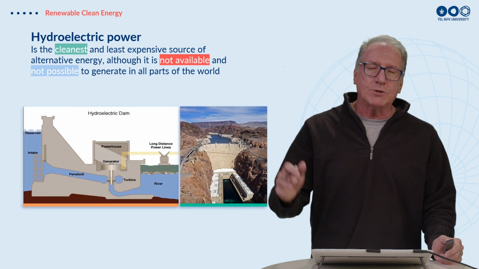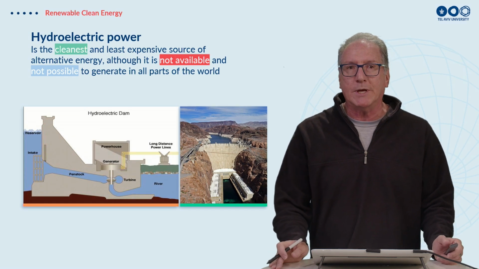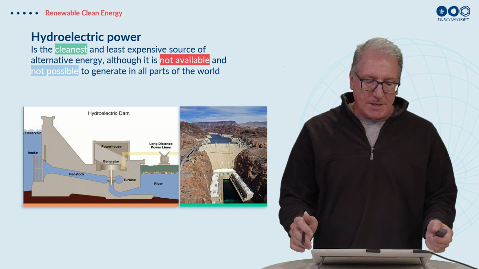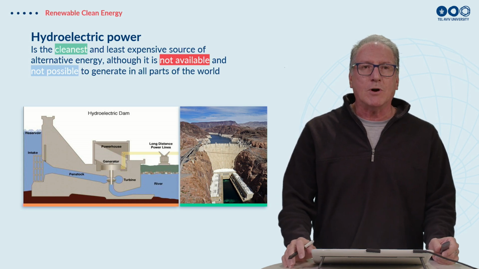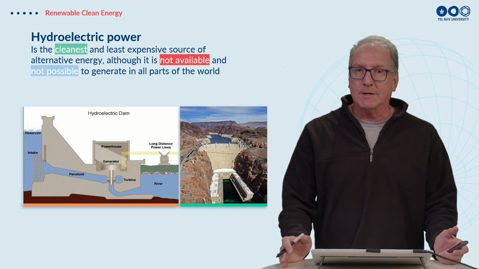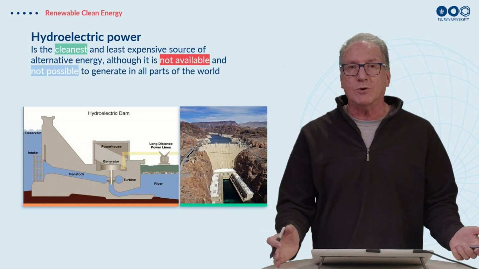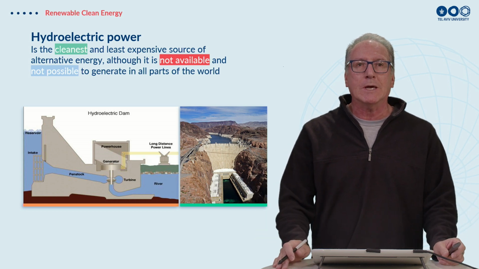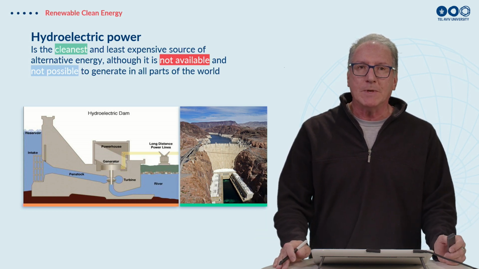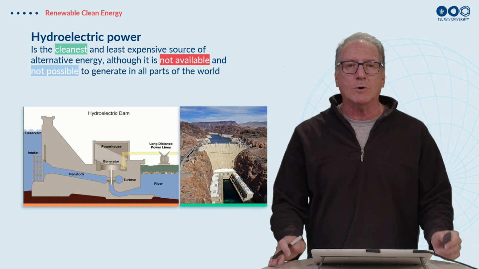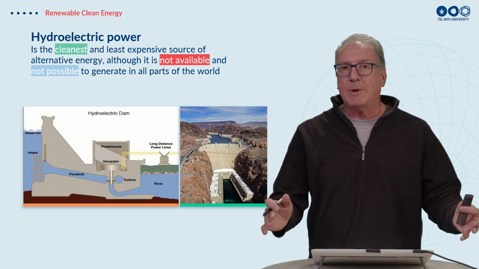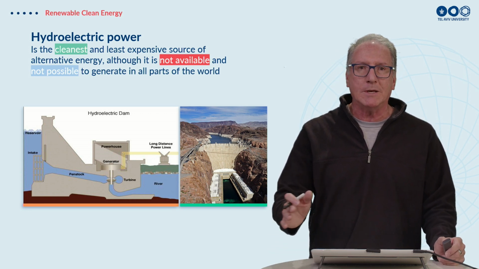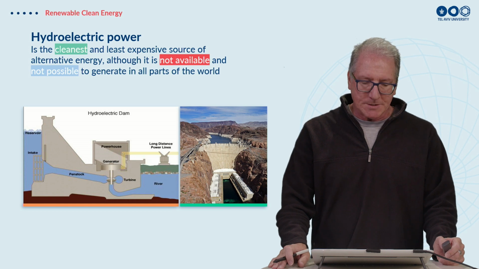Now, in addition to solar, we have other types of renewable energy, and one of them is hydroelectric power. This is maybe the cleanest and least expensive source of alternative energies, but, and it's a big but, it's not available everywhere. You need water. And so if you don't have lots of water, you don't have big rivers flowing, then you cannot generate this energy. So some parts of the world, like in the Congo, the Amazon, have huge amounts of rainfall and water, and they can generate hydroelectric power, which is clean, doesn't emit greenhouse gases.